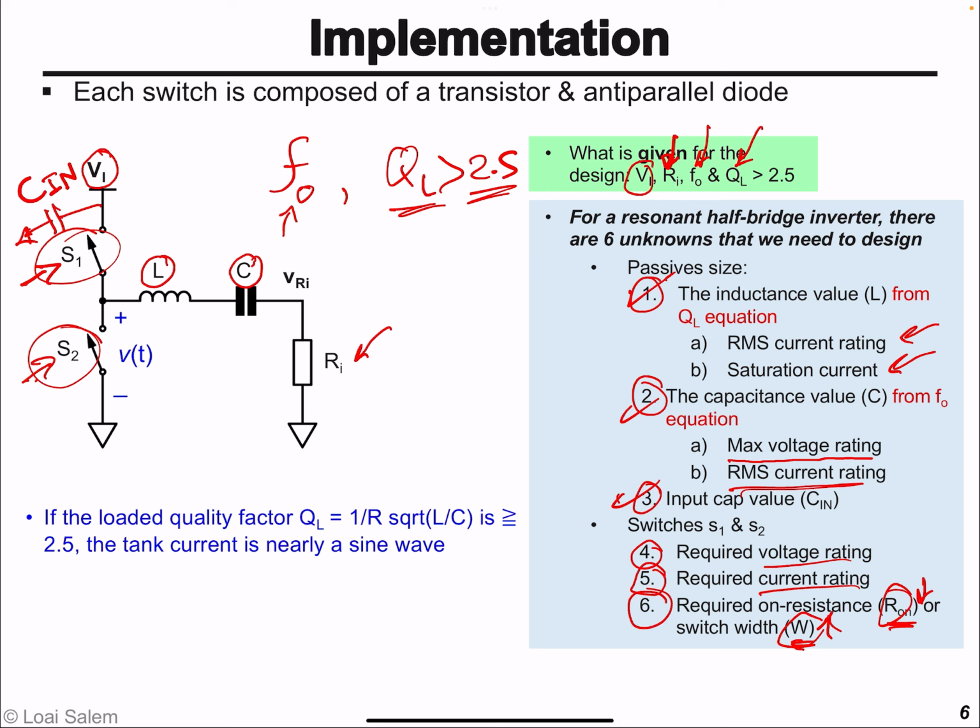So let's start by simply finding the value of the inductance and capacitance. We will worry about the rating, the RMS current rating, saturation current rating, and so on later on. And generally, to find these, we need to analytically analyze the DC to AC inverter. This one is a series resonant inverter.